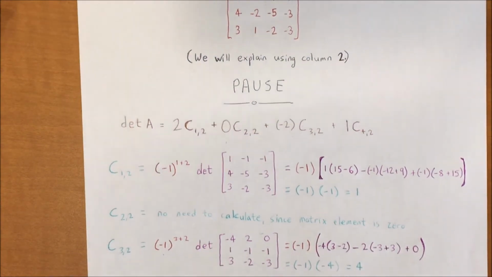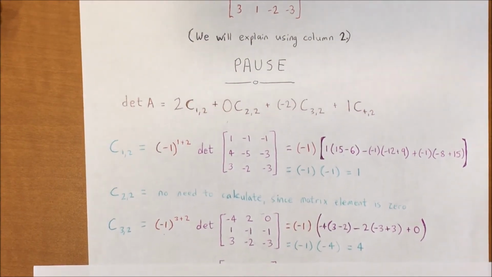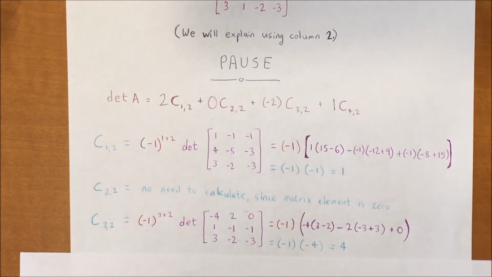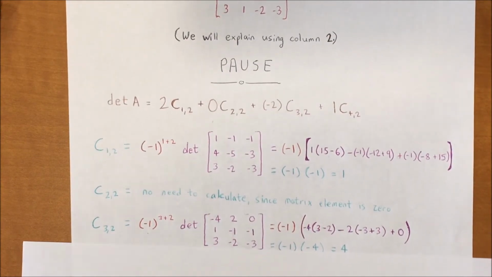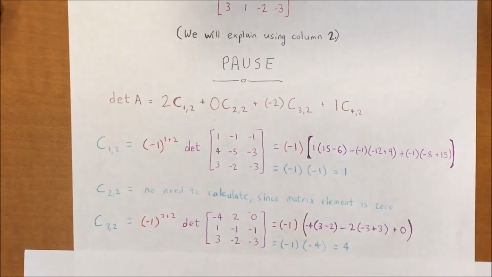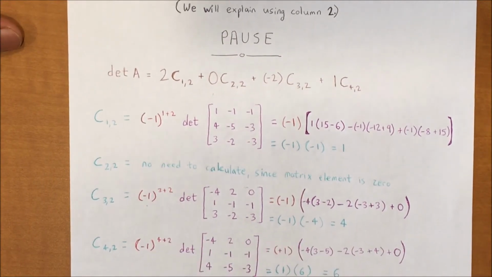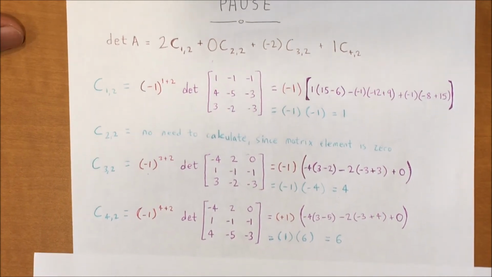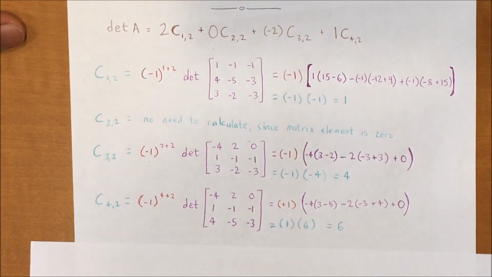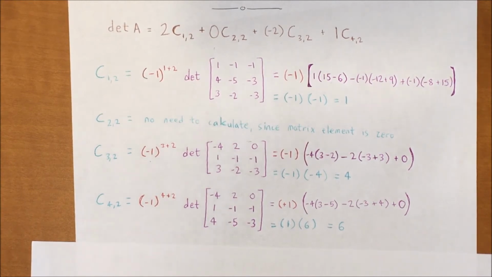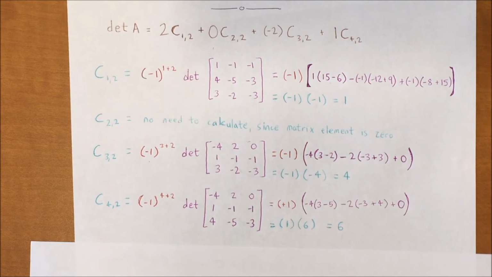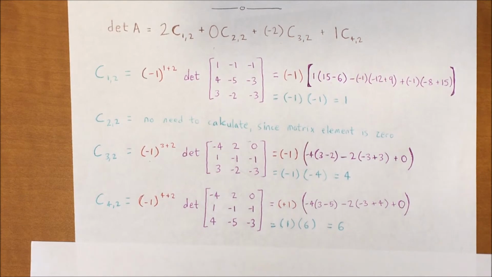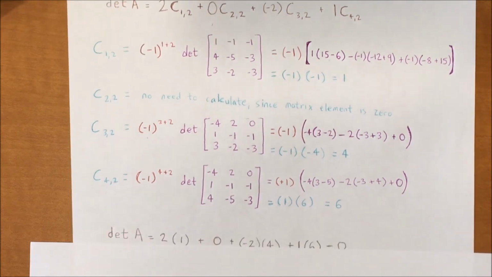In the third cofactor matrix, we do the same thing first, which is -1 raised to the i plus j power, which is 3 plus 2 in this case, times the determinant of the 3x3 matrix. In this case, it will be -4, so it will be -1 times -4, that gives you 4. Now, let's look at our last cofactor. Same thing first, -1 raised to the i plus j, in this case 4 plus 2, times the determinant of the 3x3 matrix. In this case, the determinant is 6, so it will be 1 times 6, it gives you 6. Now, let's sum everything up.